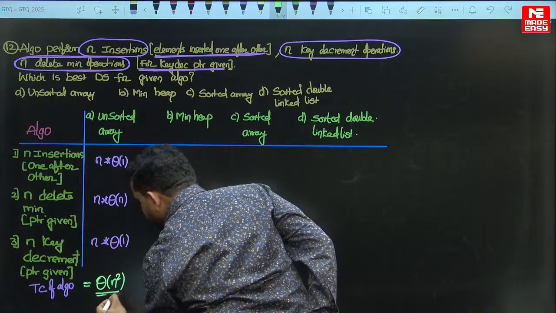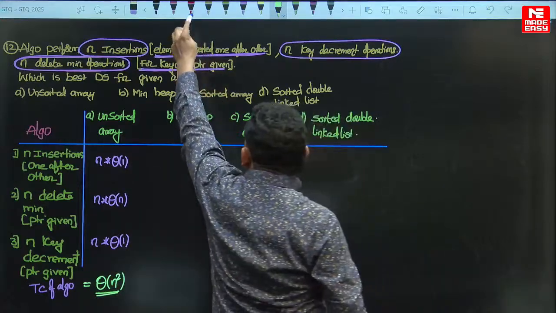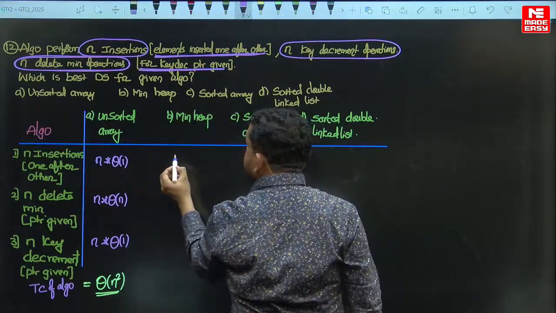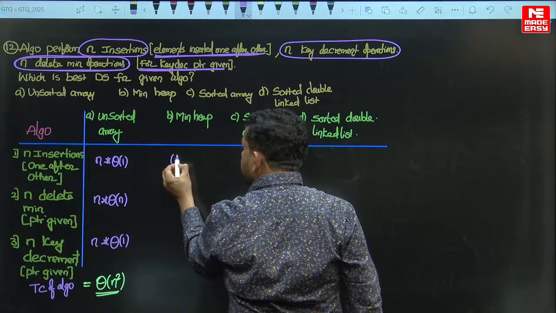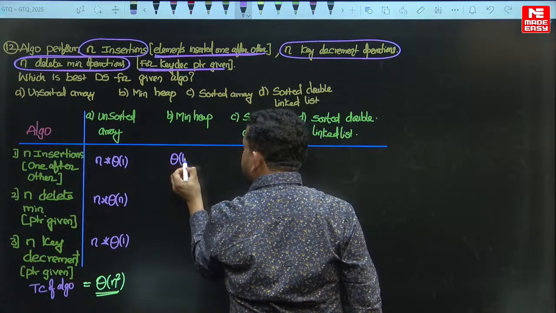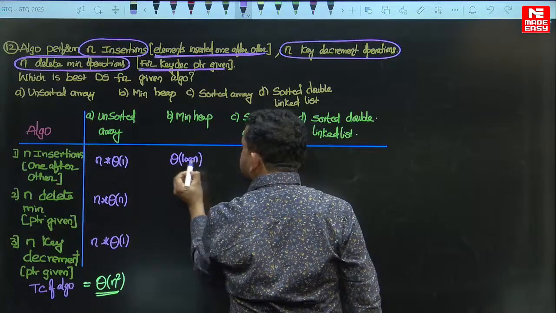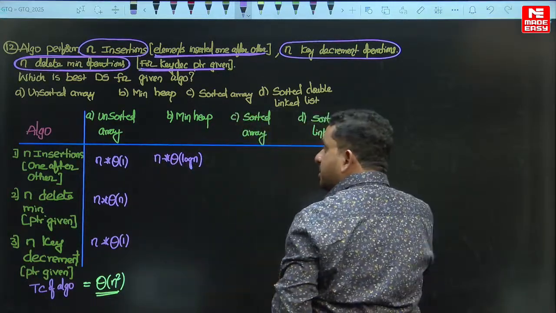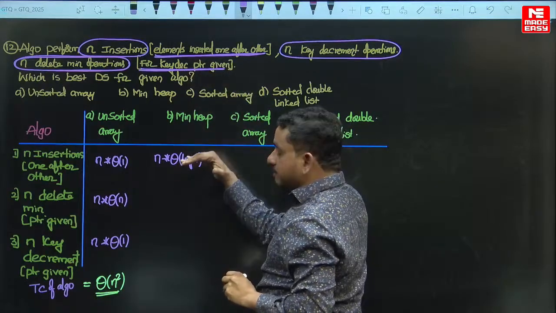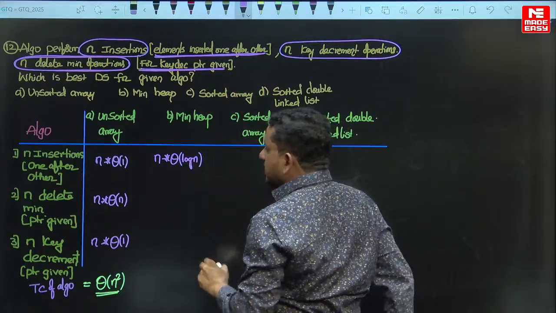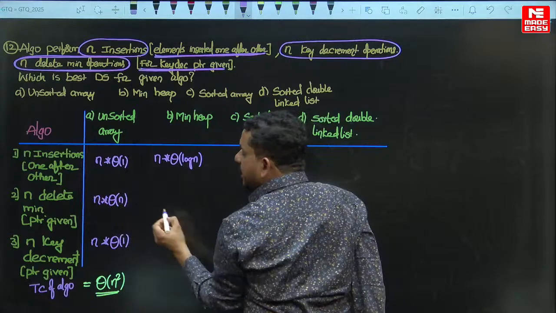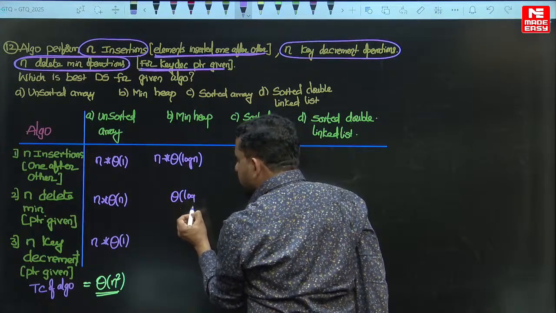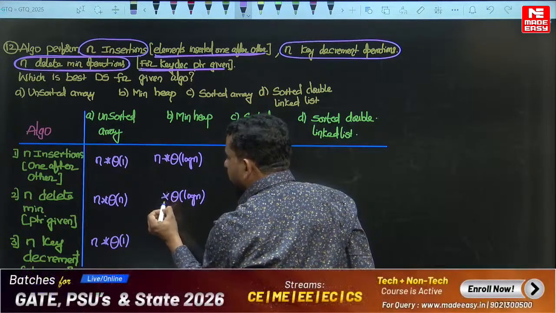theta of n square. Then if you go for min heap, one insertion is log n time, n insertions is n log n time. Because keys are inserted one after another, it's not like we build the min heap in bottom up approach. We need to build the min heap by inserting one key at a time. So that means n log n time. One delete min requires log n time, n times delete min is n log n.